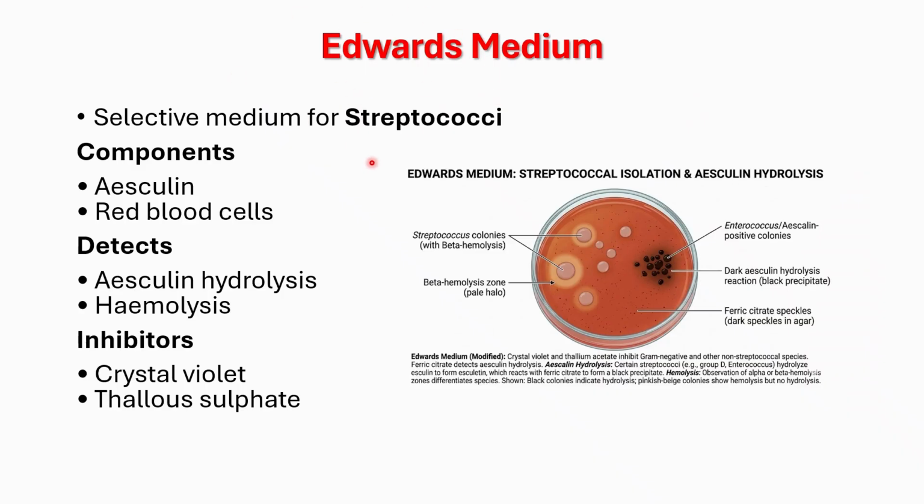Edwards medium is used for the selective isolation of streptococci. The medium contains esculin, which can be hydrolyzed by certain streptococcal species. It also includes red blood cells that allow observation of the hemolysis pattern. Crystal violet and thallous sulfate act as selective inhibitors to suppress unwanted bacteria, making it easier to isolate the streptococci.